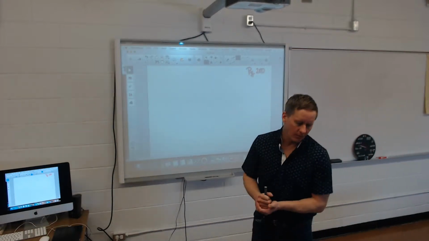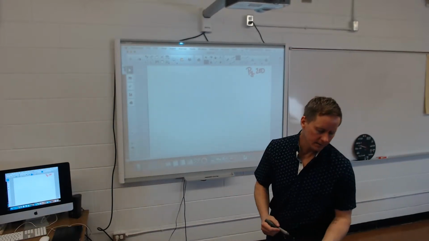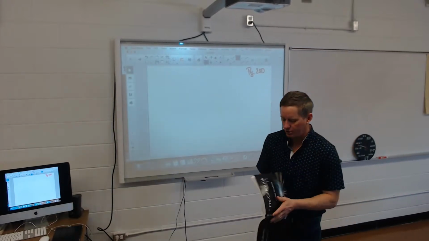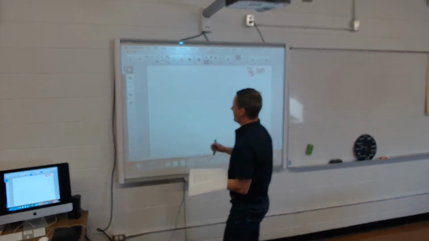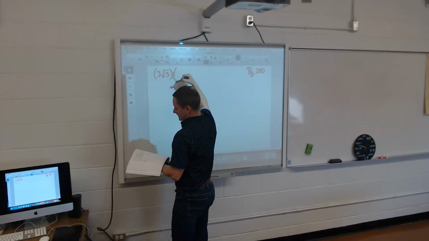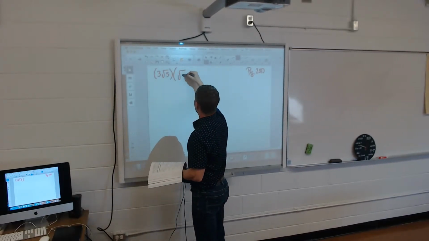All right, so last day we just looked at changing radicals. Today we're going to look at actually multiplying and dividing radicals. So I'll follow through the examples in your book to begin with.